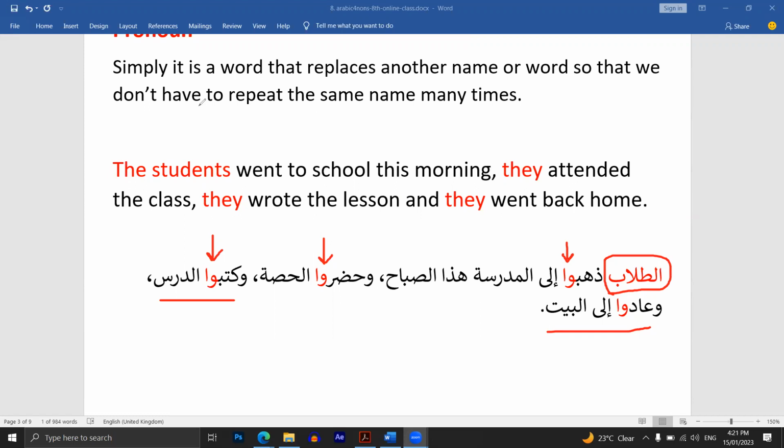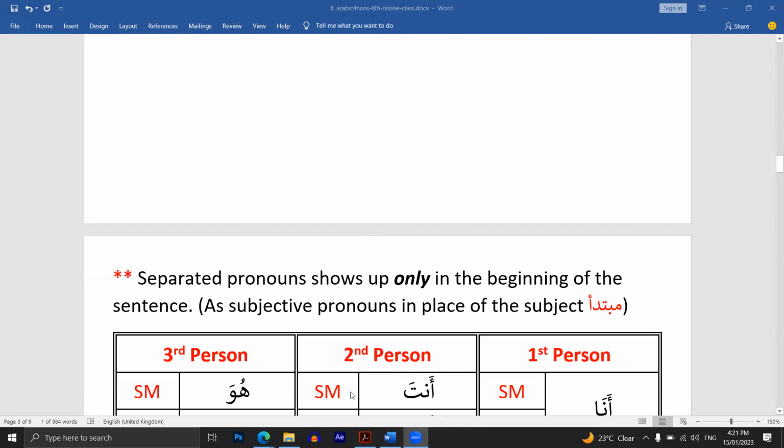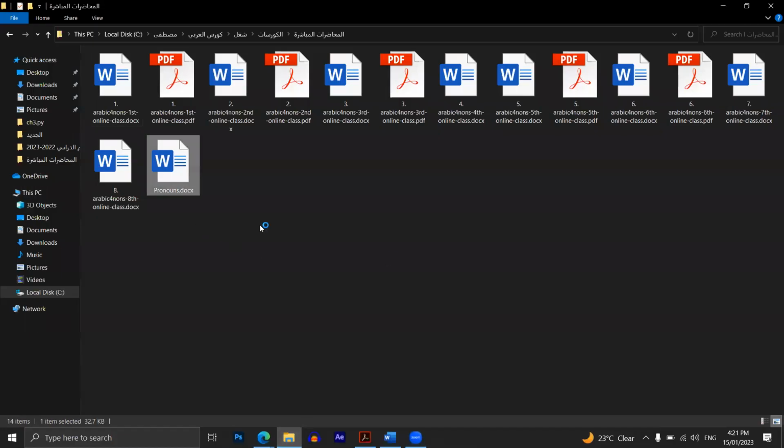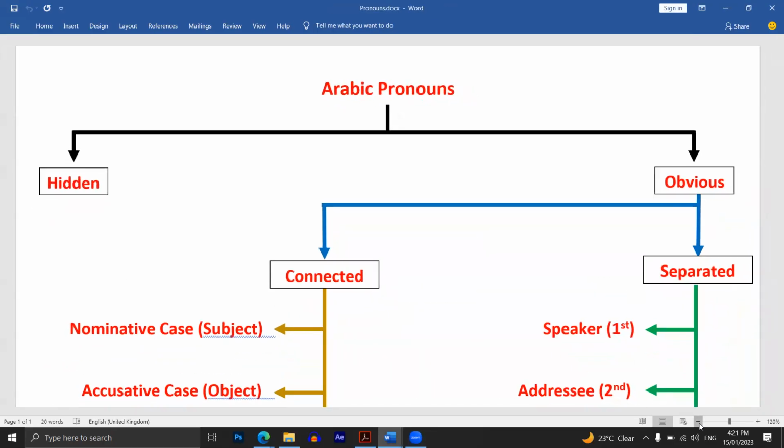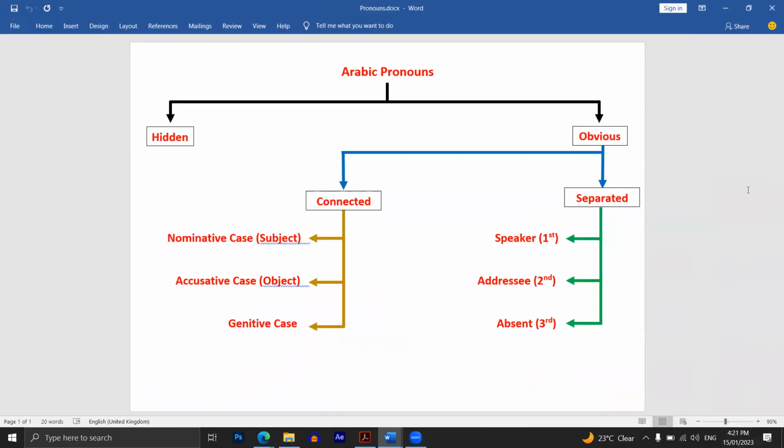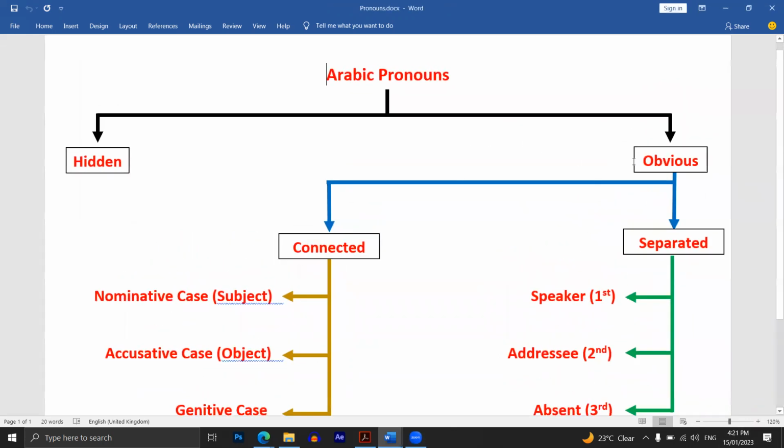You choose it, please. So this is the main idea about pronouns. The same case is in Arabic. We have said, I'm coming. This is a classification of pronouns in Arabic. We have obvious pronouns and hidden pronouns. We don't have an issue with the separated pronouns.